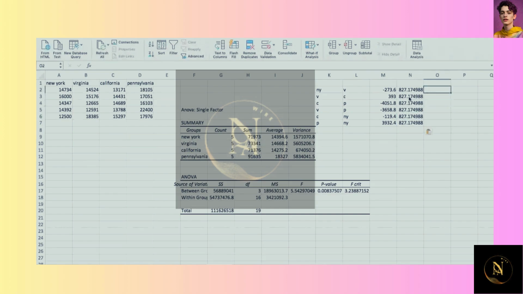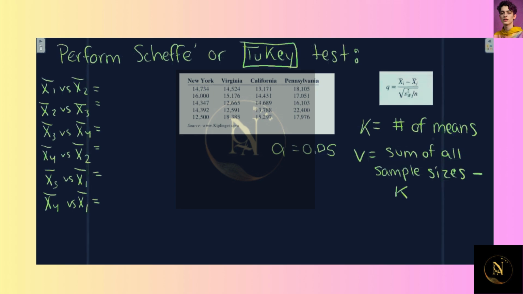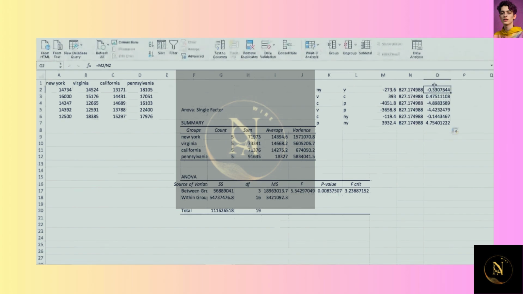Okay, so we're going to take our numerator over our denominator. And as you can see, some of them are negative, but our test statistic is always going to be positive. So we're actually taking the absolute value. So just ignore the negatives, and we're just going to copy these values over as positive values.